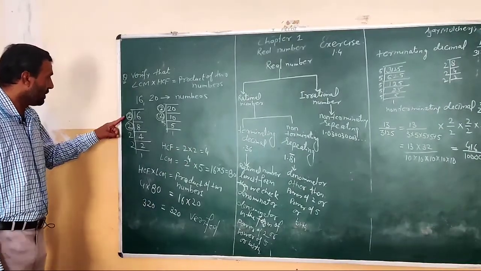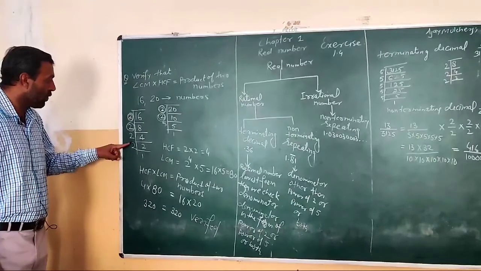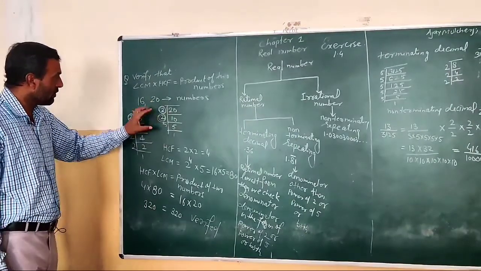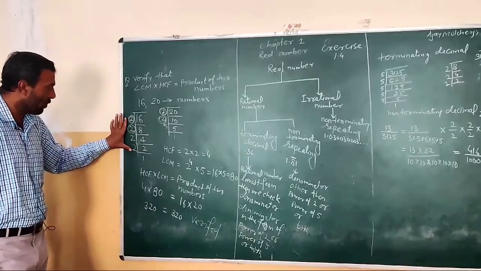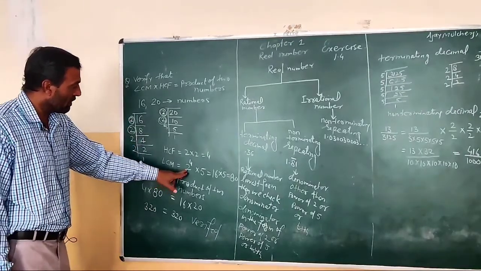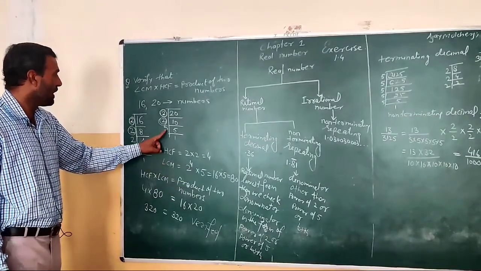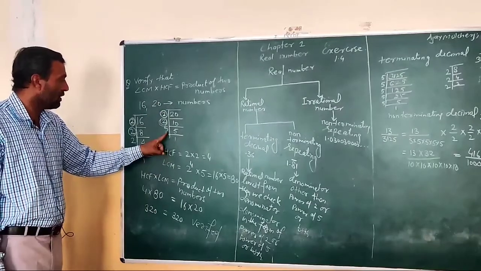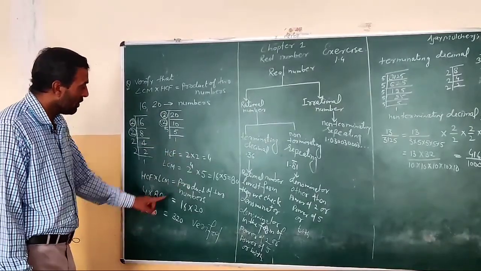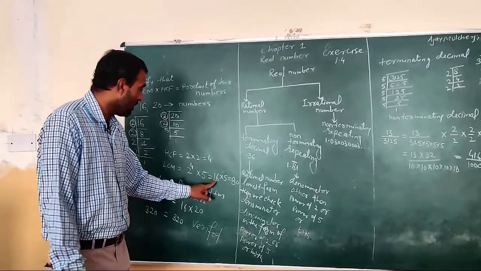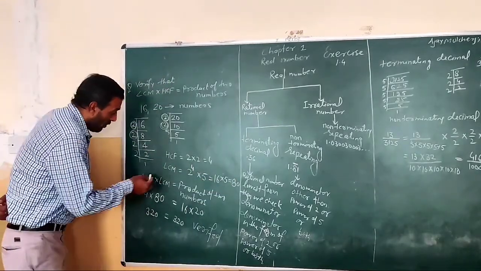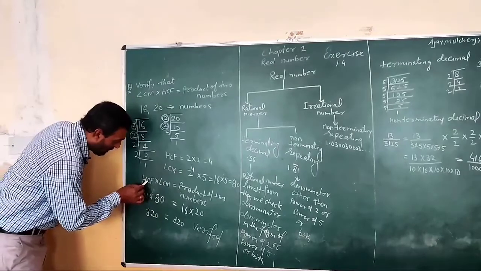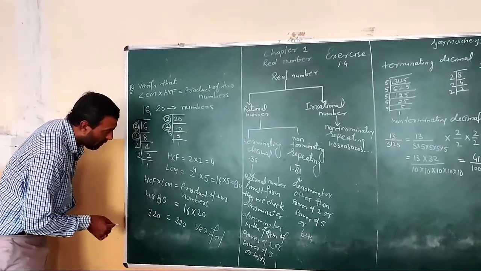For LCM, look here: 2 appears 1, 2, 3, 4 times, and in the second number 2 appears 2 times. So the maximum number of times 2 appears is 4 times, so we take 2 raised to power 4. And 5 appears a single time in 20, so 5 is taken 1 time. 2 raised to 4 means 16, and into 5 we get 80. This is the LCM.